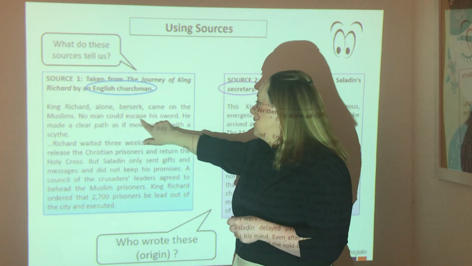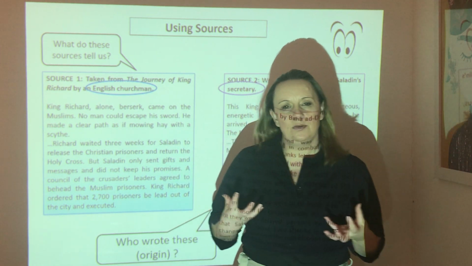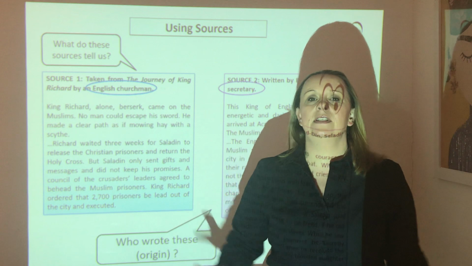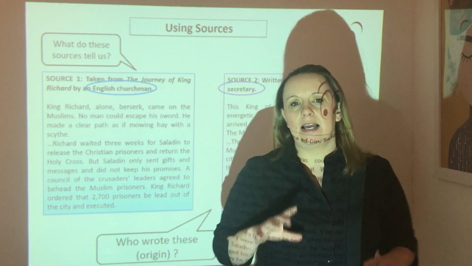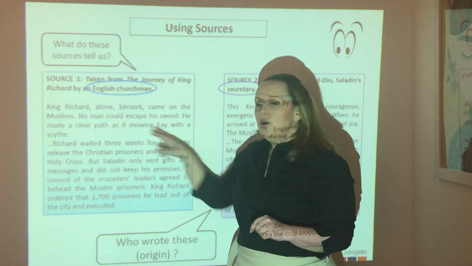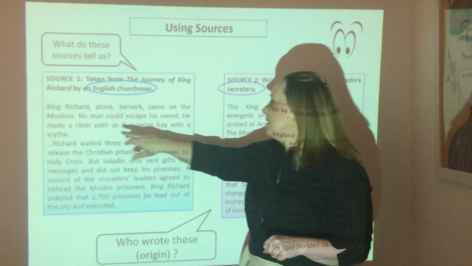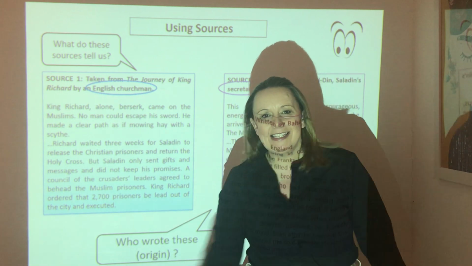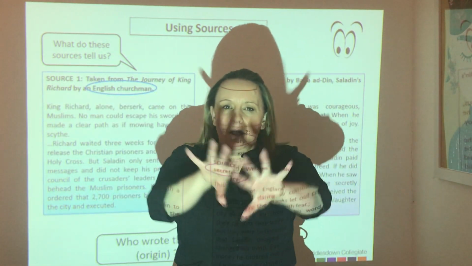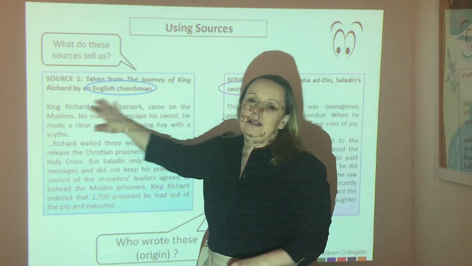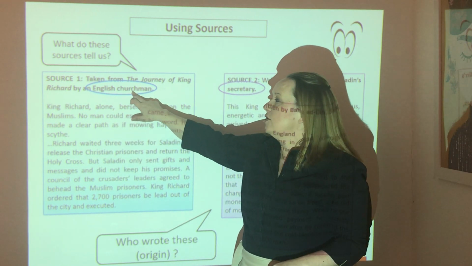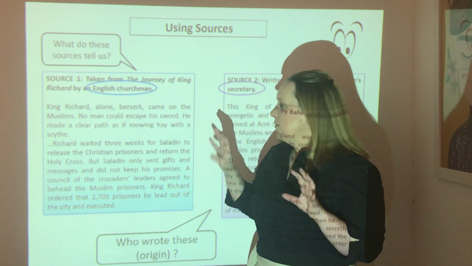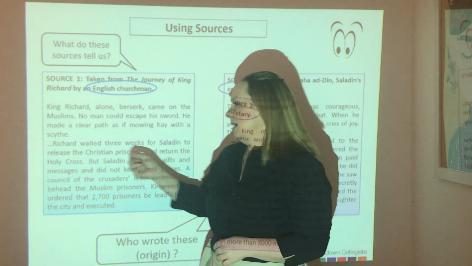No man could escape his sword. So straight away we get this idea of this man on his own coming across this Muslim, but he's risen to the challenge, okay? No one could escape his sword. He made a clear path as if mowing hay with a scythe. So you know when you see people hitting the hay and creating that pathway, that's the image that this churchman has created here, okay? Then we've got some obviously text missing, then we come back in.